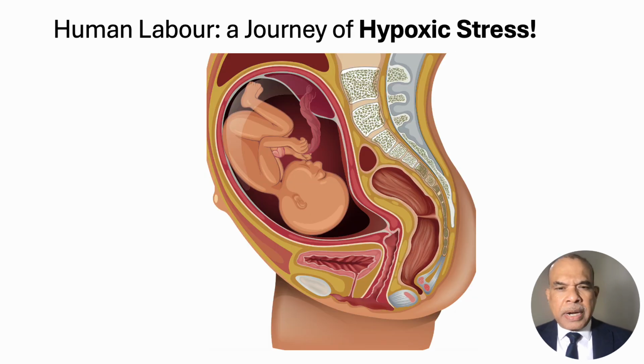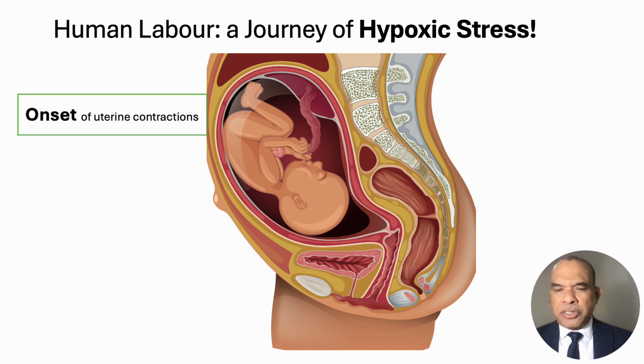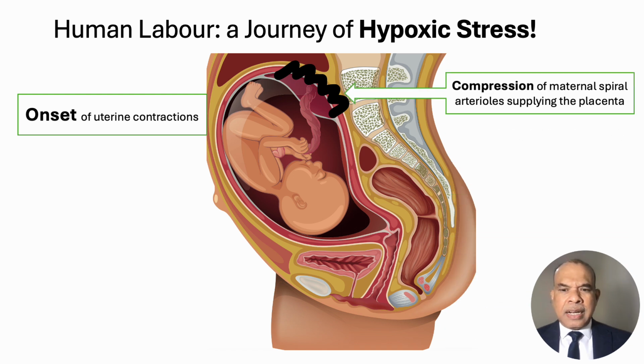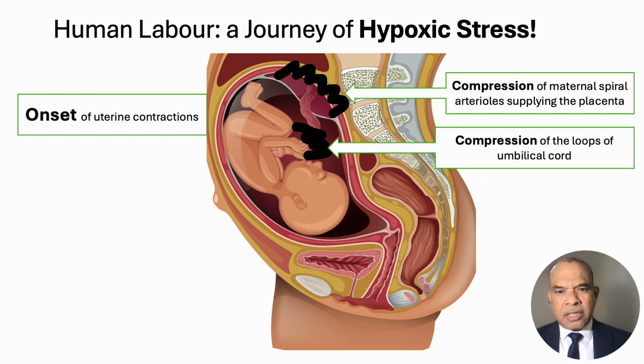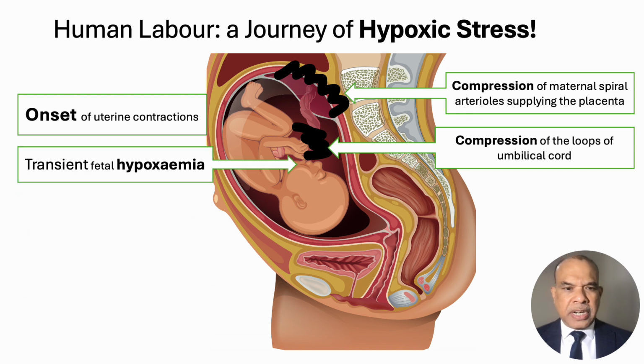So we know that human labor is a journey of hypoxic stress, because once the contractions start, all the spiral arterioles and branches of the uterine arteries which supply the placental bed get intermittently compressed. Not only that, the umbilical cord also gets squeezed, depending on where the cord is or the amount of amniotic fluid around. So a human fetus is exposed to transient episodes of hypoxemia.